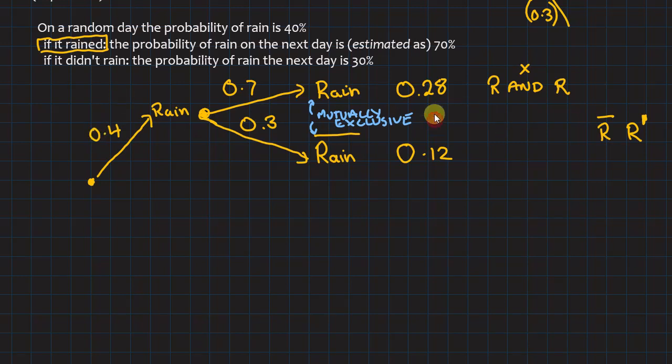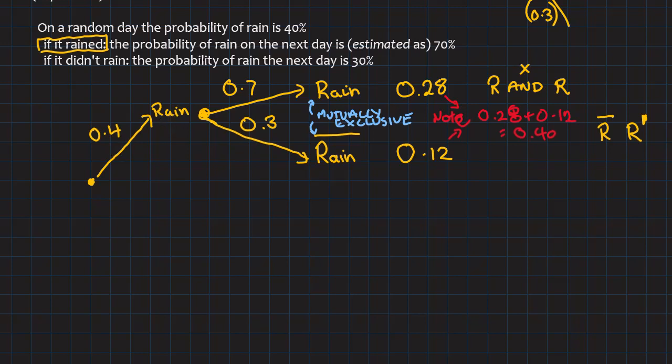So note, if I bring these two together, 0.28 plus 0.12 gets 0.40. So the diagram works because the total of the branch must be 1. So when we multiply along the story, if I don't care which one of these I go to, I must get this probability of it raining.